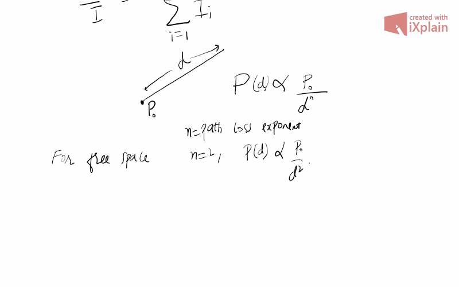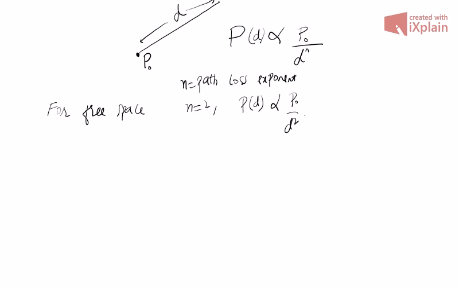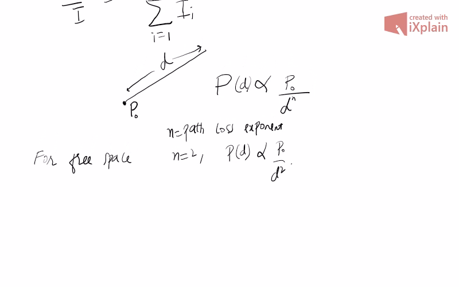Now, this is one relationship. We can write it in a very formal way. Suppose P naught is not the power at this point. We take some fixed distance D naught. So P naught is the power at the fixed distance D naught, D is any variable distance, and P is the power at that distance. I will write here PR, that is the received power.